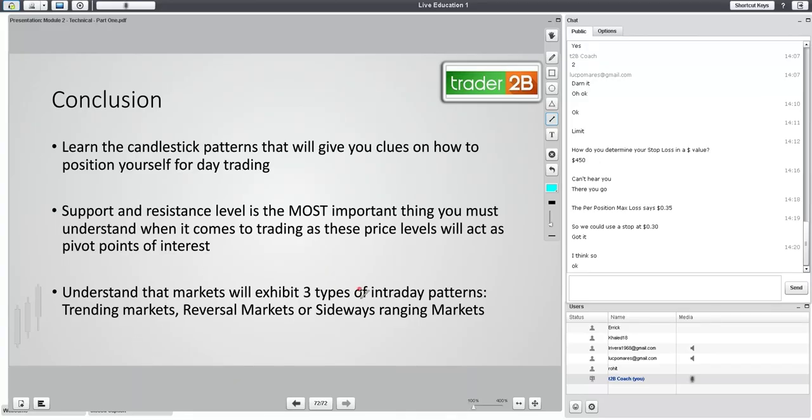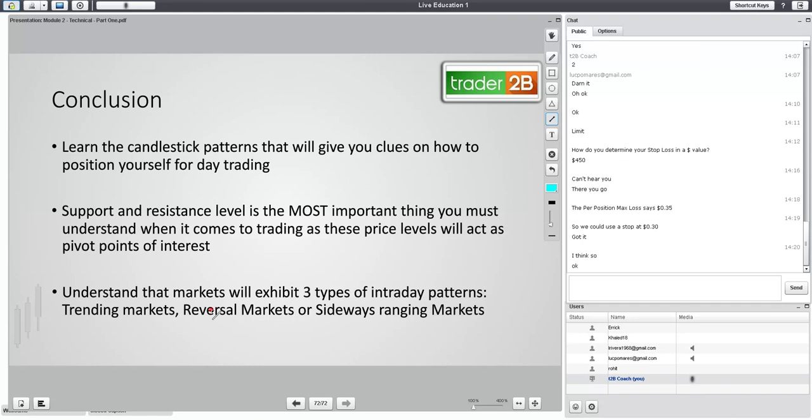Also understand that the markets will exhibit three types of intraday trading patterns. So you'll essentially experience trending markets, which is a bull or bear market. You'll essentially experience a reversal market, which is typically a market moving forward and then downwards, and then reversing on the day.